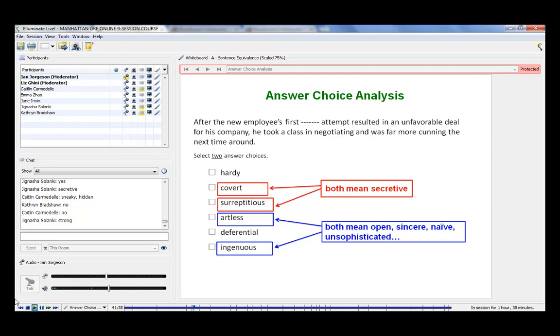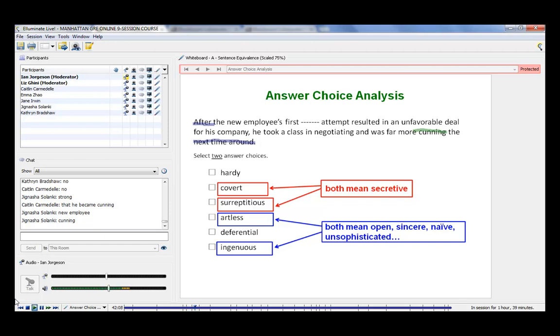What do you guys think? He became cunning. Yeah, you guys have it. He became cunning, right? And I love it. I call this a pivot every time I see it. Time words. After something, then the next time around, he became more cunning. So that means that the correct answer needs to be the opposite of cunning.